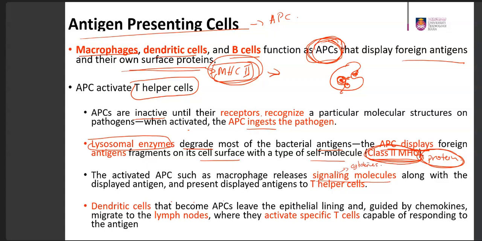Okay, cytokines. So signaling molecules along with the displayed antigen, present displayed antigen to helper T cell. Dia nak trigger siapa? Dia nak attract siapa? Dia nak attract helper T cell. Okay. So if it involves dendritic cells, dendritic cell also can become APC, and then it leaves the epithelial lining and guided by chemokines. Okay, migrate to the lymph nodes where they activate specific T cell capable of responding to antigen.